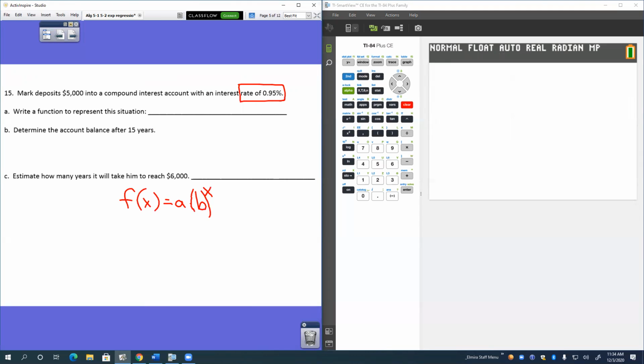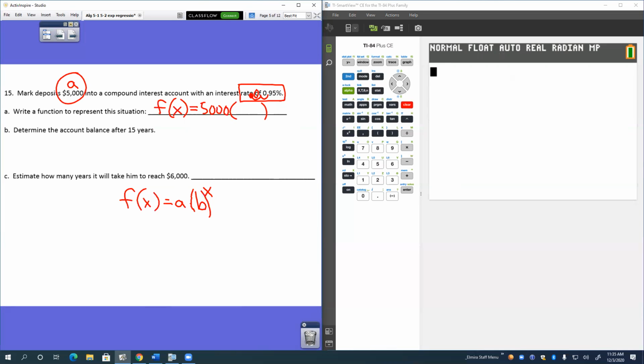So our A value is our initial value. That's the 5,000. So in our function, I'm going to write f of x equals, and our A value is our initial value, which is $5,000. That's how much you put into the account. Now for our factor, which is our B value, we have to figure it out. They give you a rate of 0.95%. We want to make that into a decimal. The way that you make a percent into a decimal is to move the decimal point over 2 places.